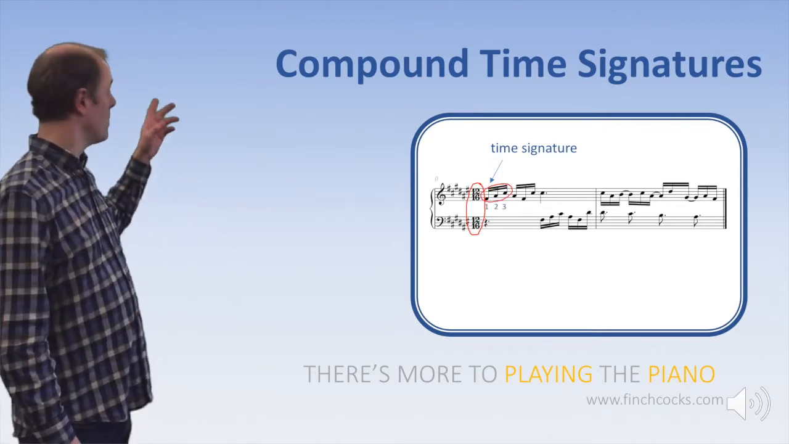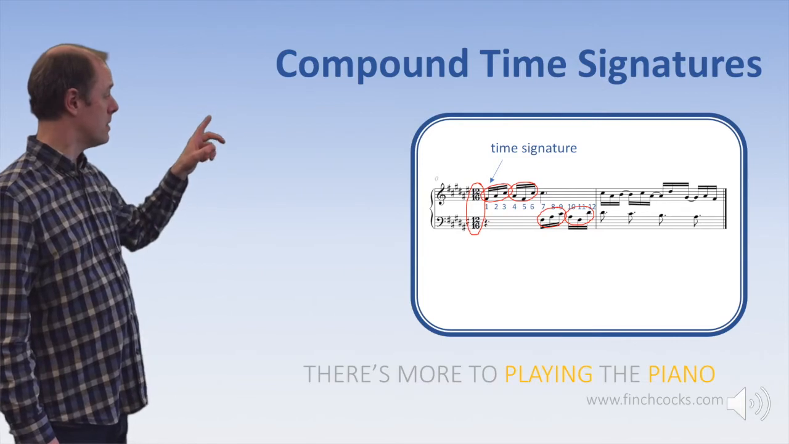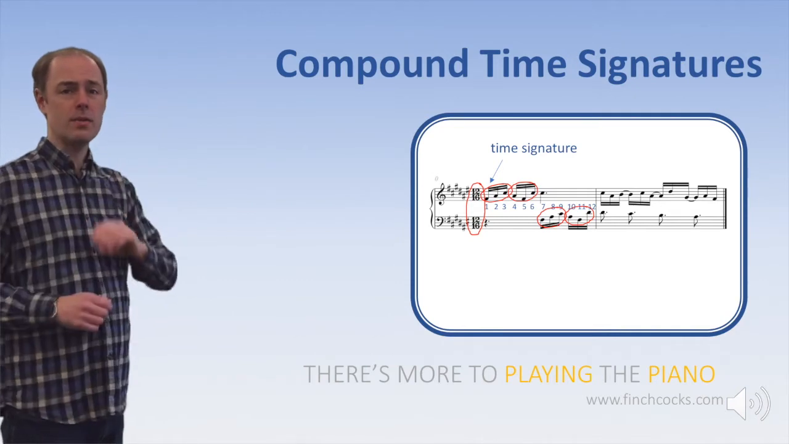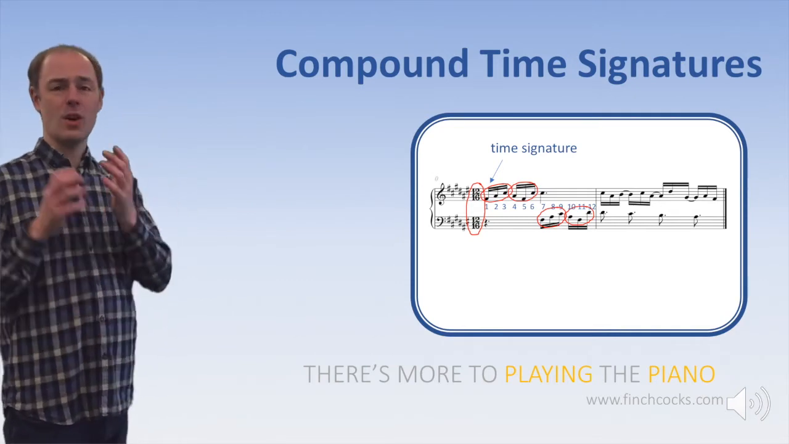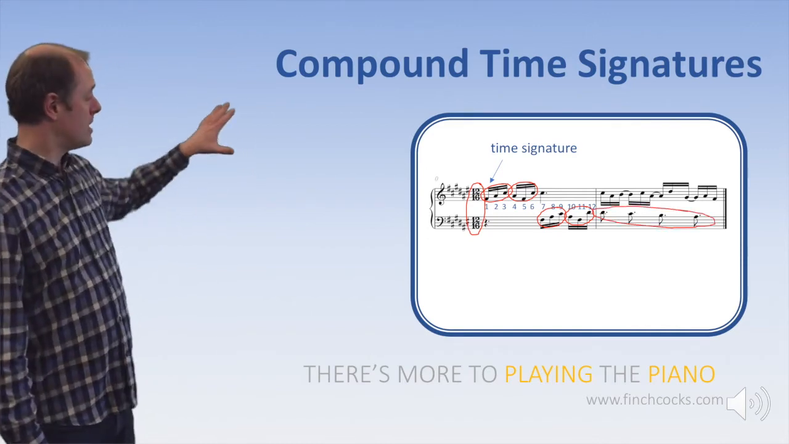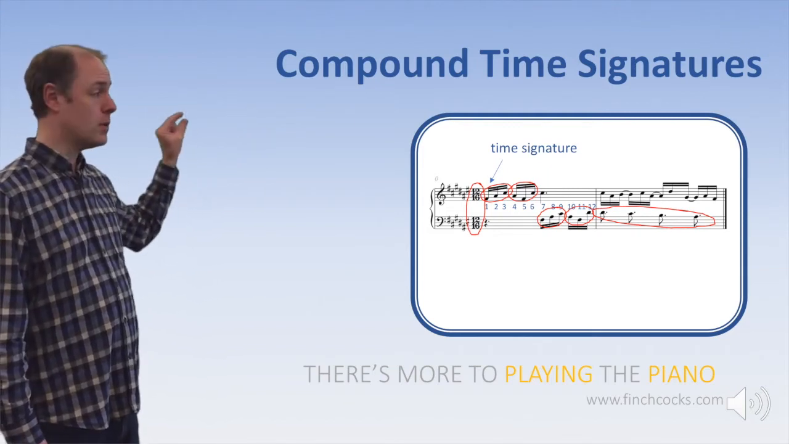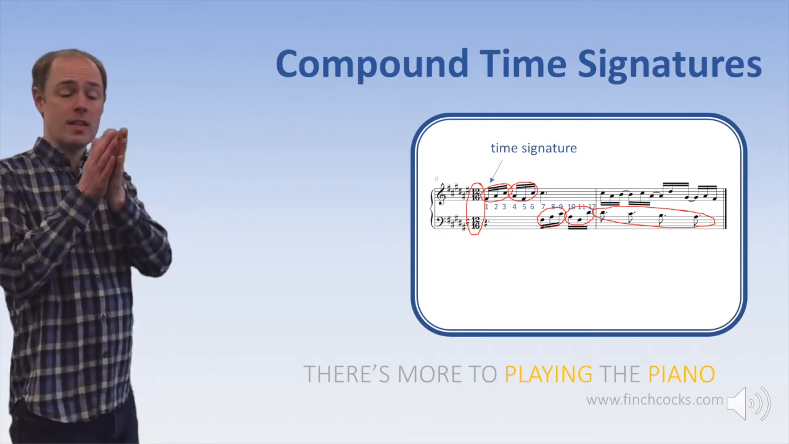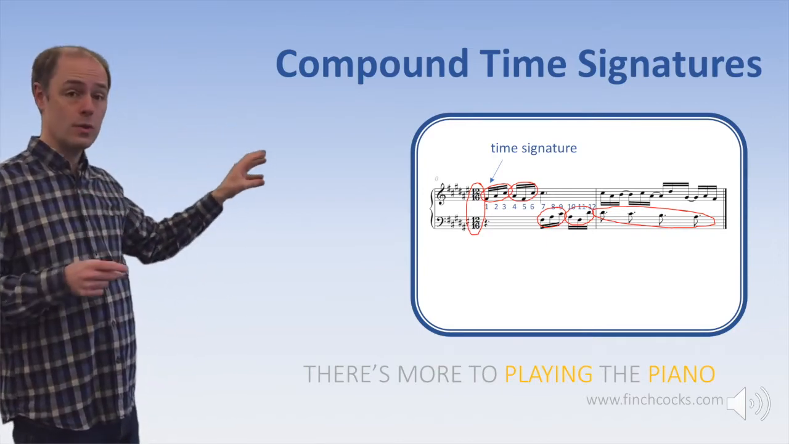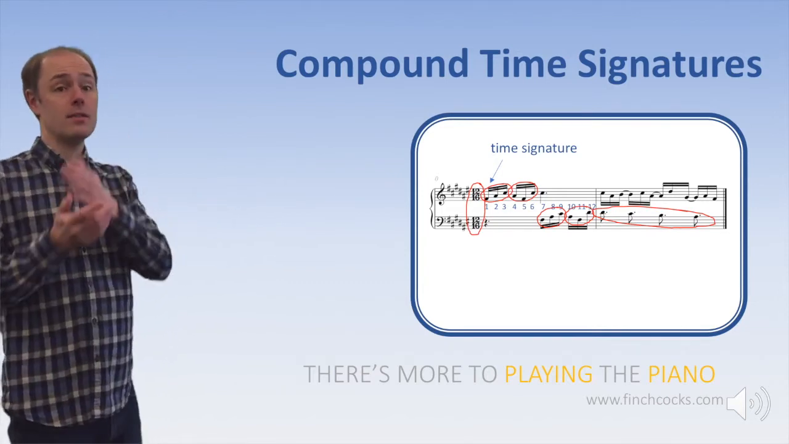So let's count them. 1, 2, 3, 4, 5, 6, 7, 8, 9, 10, 11, 12. Notice that they're grouped in threes. That's really important. That's actually what makes it a compound time signature. But for now, just notice that they're grouped in threes. Look at this passage here. 1, 2, 3, 4, 5, 6, 7, 8, 9, 10, 11, 12. You've got 4 notes. Each one is 3 semiquavers worth. Do, do, do, do. So this idea of things grouped in threes is really important.